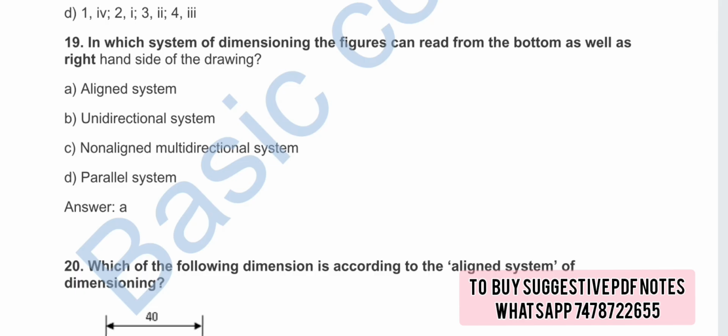In which system of dimensioning the figure can read from the bottom as well as right hand side of the drawing? Aligned system, unidirectional system, non-aligned multi-directional system, parallel system. The answer is A, that is aligned system.